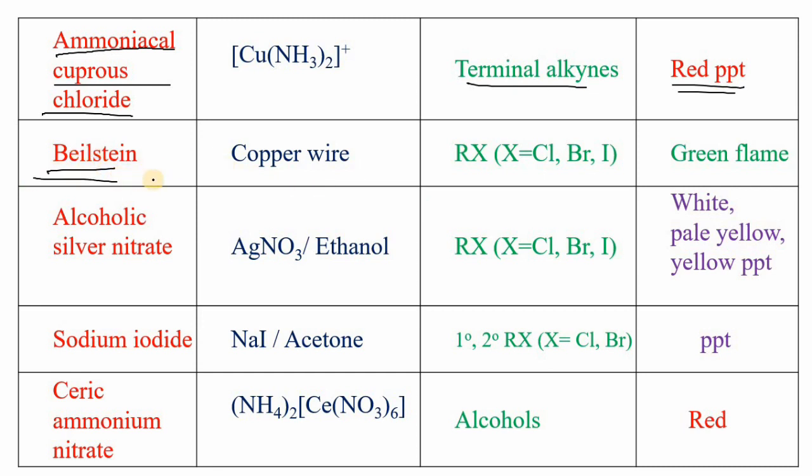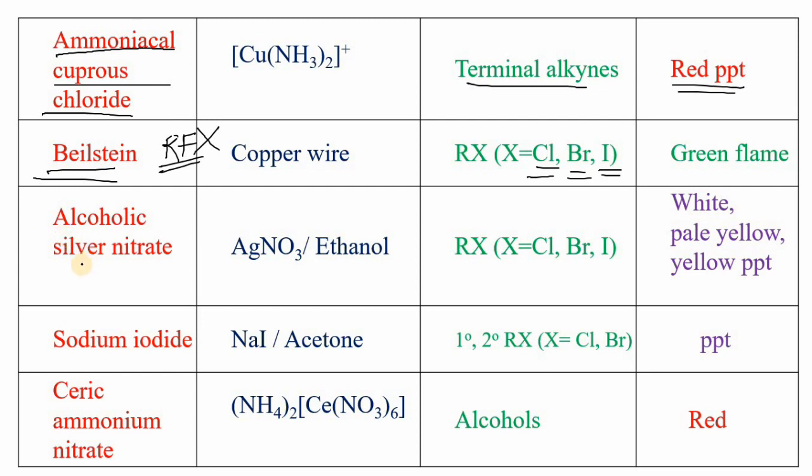Beilstein test. This is used for identification of alkyl halides. The halogen is chlorine, bromine, or iodine. Alkyl fluorides cannot be identified by using a Beilstein test. In this test, a copper wire is heated. After that, the copper wire is dipped in the given alkyl halide compound, and then put on the Bunsen flame. There is a formation of a green flame. This indicates the given organic compound is an alkyl chloride, alkyl bromide, or alkyl iodide.